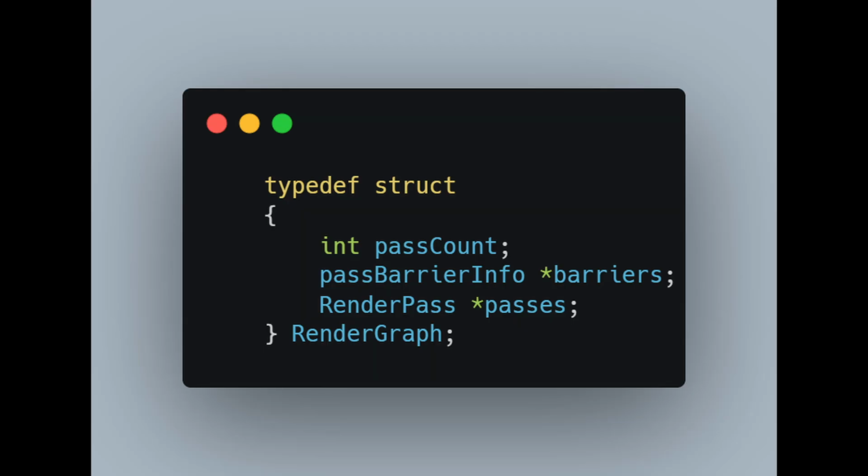Now we can finally fully dive into the code of a render graph. And I bring you yet another structure. This is so simple, we just keep our render passes and barriers. But how do we even end up filling these?